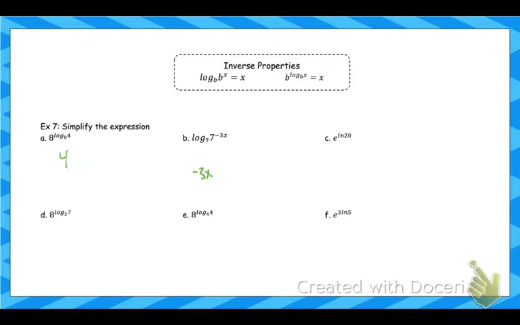All right, looking at C. Even though it's not listed, the base of ln is e. Those are the same. Your answer is 20. So then the problem is, what do we do when the bases aren't the same? All right, so let's look at this next one.